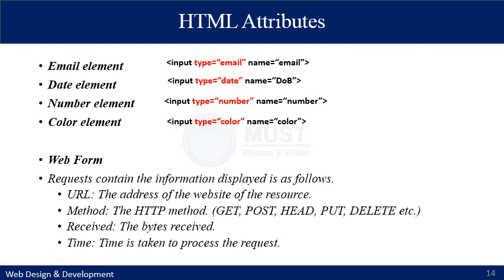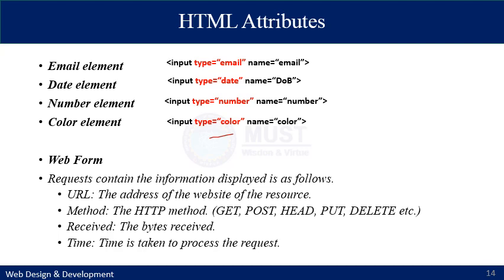Other HTML attributes are the email attributes, and you can specify the input type email, and only emails will be entered in your text element. Similarly, if you want to specify the date, you can use the date input type, and you can use the number input type for only specifying a number. If you want to pick a color, you can use the type color, and if you want to upload a file, you can use the file input type.